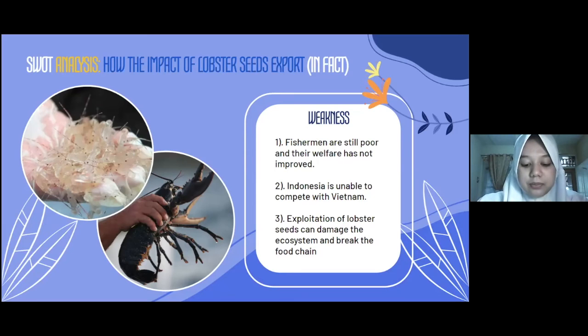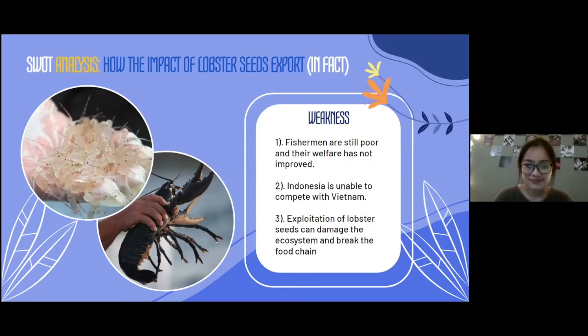And then the third is the regulation of lobster seed export is very controversial between economic and environmental interests because it will encourage illegal exploitation. And this policy can damage the ecosystem and break the food chain of the lobster itself. So the next slide will be presented by Alma. Next slide, please.